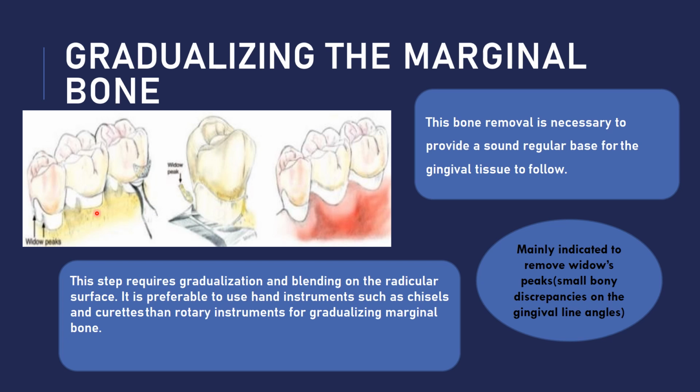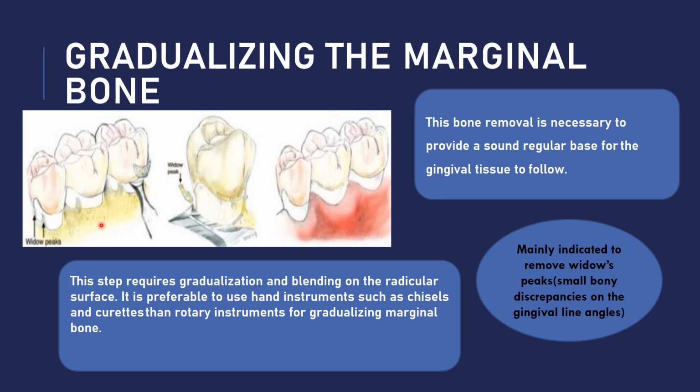This is very important. In case of removing the widow's peaks, you can see there are bony discrepancies. This peak type of discrepancy should be removed for proper flap adaptation. This requires gradualization and blending on the radicular surface. It is preferable to use hand instruments such as chisels and curettes rather than rotary instruments because this is a very fine removal.